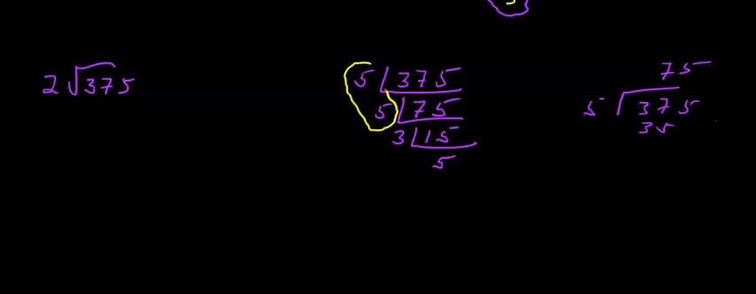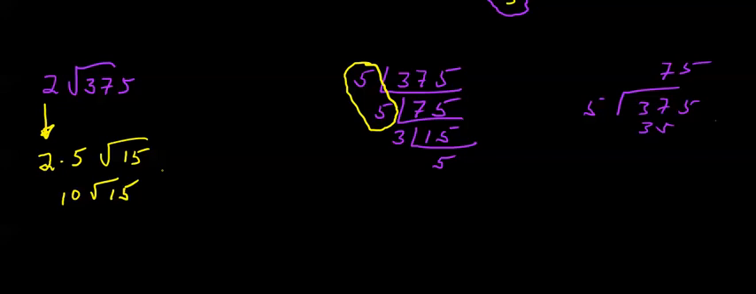So I look for pairs. I have a pair of 5s, so that comes out. So don't forget this 2, everything's multiplied by 2. So I have 2 times 5, no more pairs, and I have the square root of 15, or 10 square root of 15.